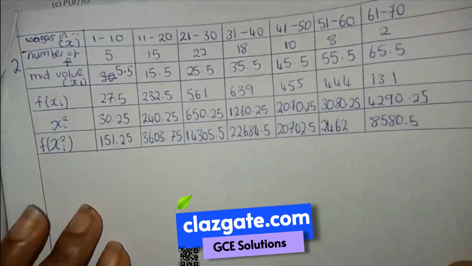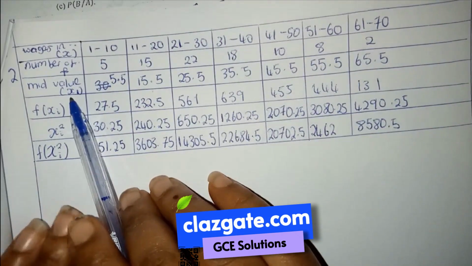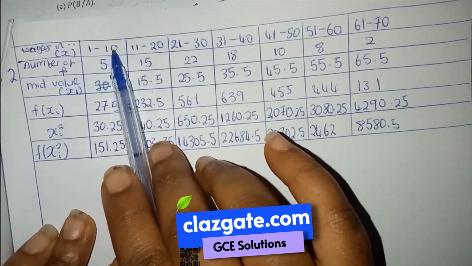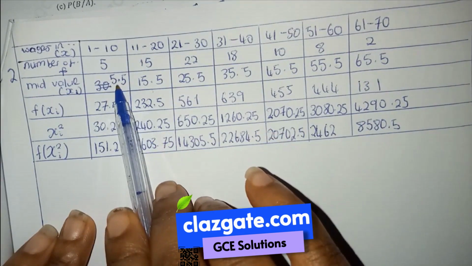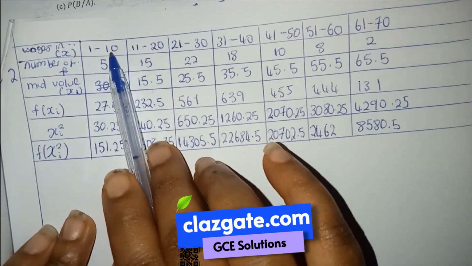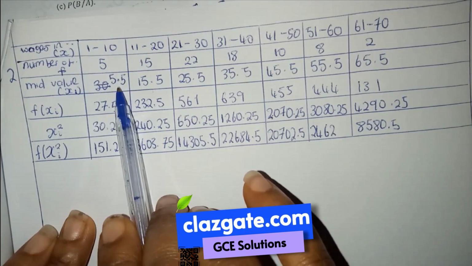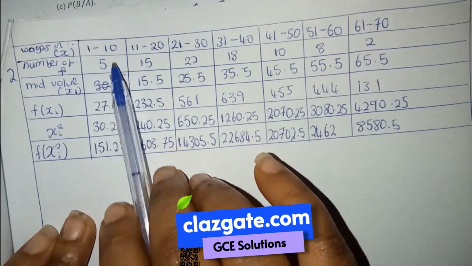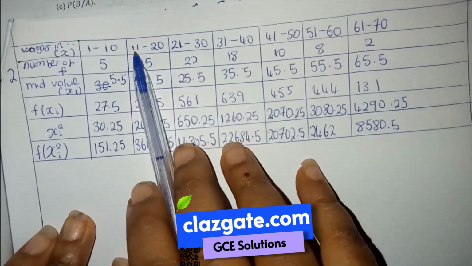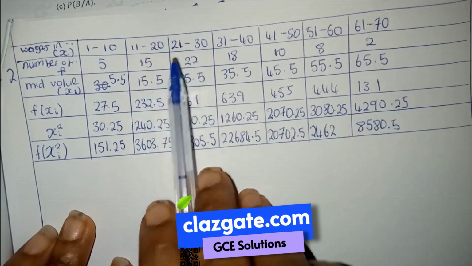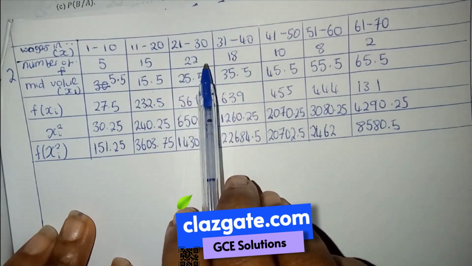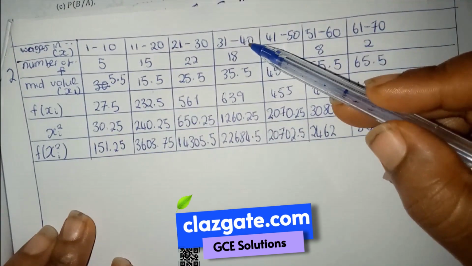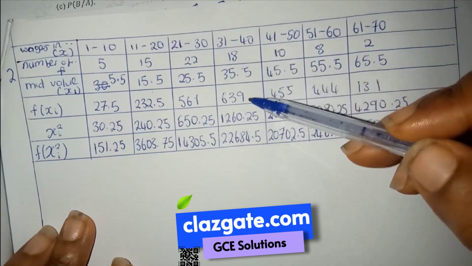Then the mid value, this is where we have our x. This entire column is the mid value of each range. For 1 to 10, 10 plus 1 divided by 2 is 5.5. That's the mid value from 1 to 10. For 11 to 20, 20 plus 11 divided by 2 is 15.5. The same here, 30 plus 21 divided by 2 gives us 25.5. The same for 31 to 40, 35.5.